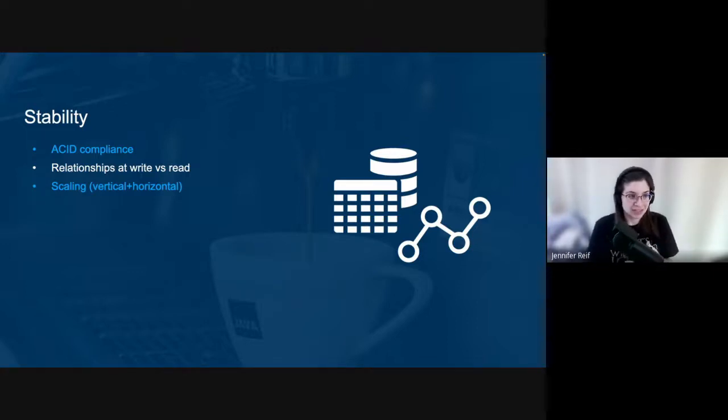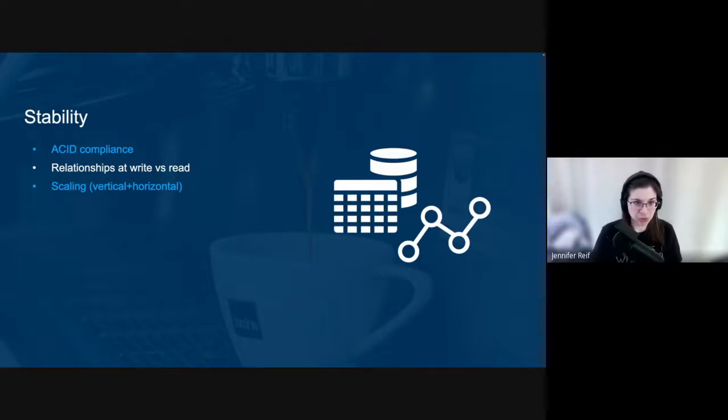So ACID compliance, this is something that relational databases have and provide on a consistent basis. ACID is atomic, consistent, isolated, and durable. It basically just means good data integrity. You're not going to lose data between your writes and your reads. So if I write something to the database, I expect to be able to read it right back without losing that data somewhere in translation. Again, relational databases provide this typically out of the box.